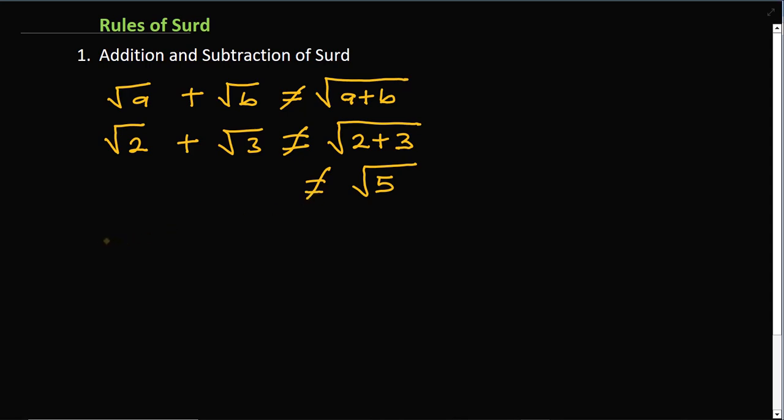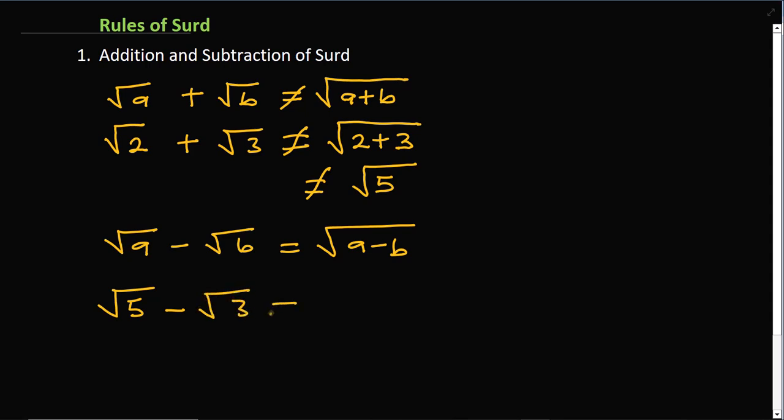Let's say surd A minus surd B. You cannot combine them and say A minus B. It's not practical. So when you say surd 5 minus surd 3, you cannot say 5 minus 3 so that you can get 2. No, this is not practical. This simply means this is not obtainable when dealing with surds.